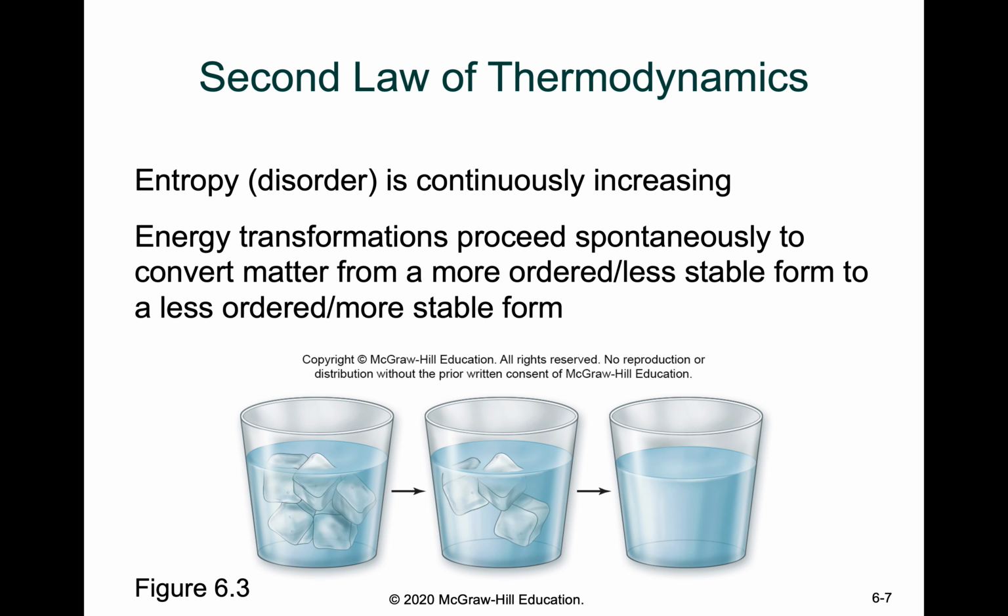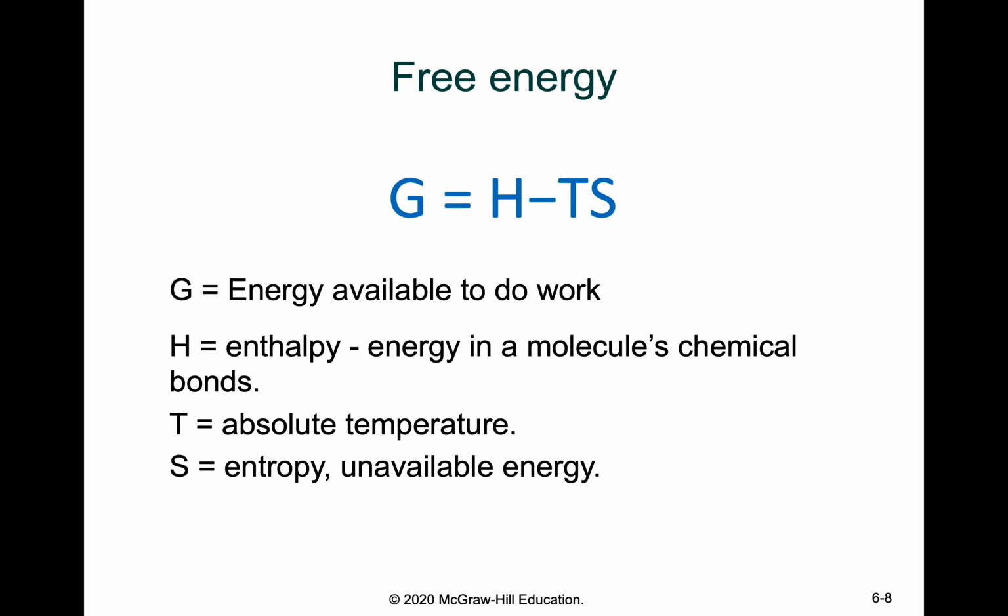This is relevant because the main goal in understanding enzymes is to understand this idea of free energy, right? So if we look at this formula here, we have G, which is the energy available to do work, H, which is enthalpy. Enthalpy is defined as the energy in a molecule's chemical bonds. T is the absolute temperature, S is entropy. We can start ascertaining what is actually happening with the free energy of the system.